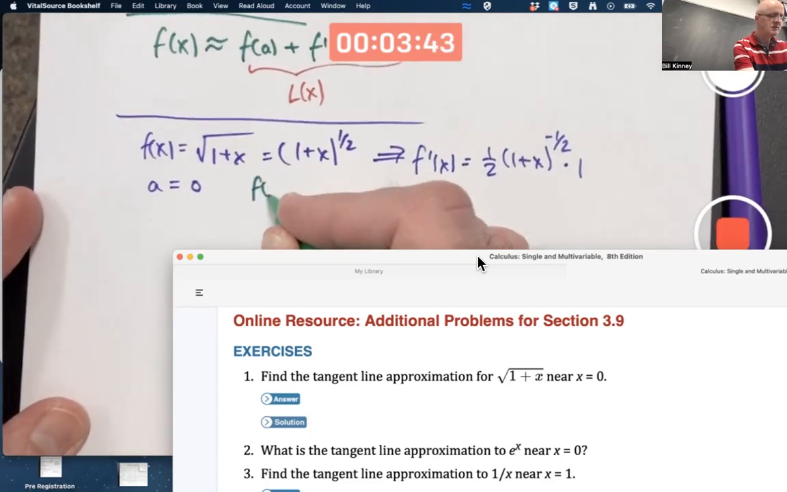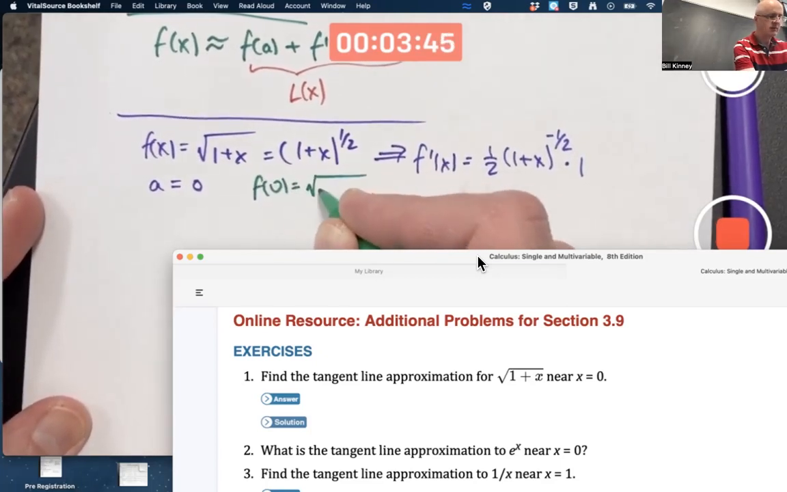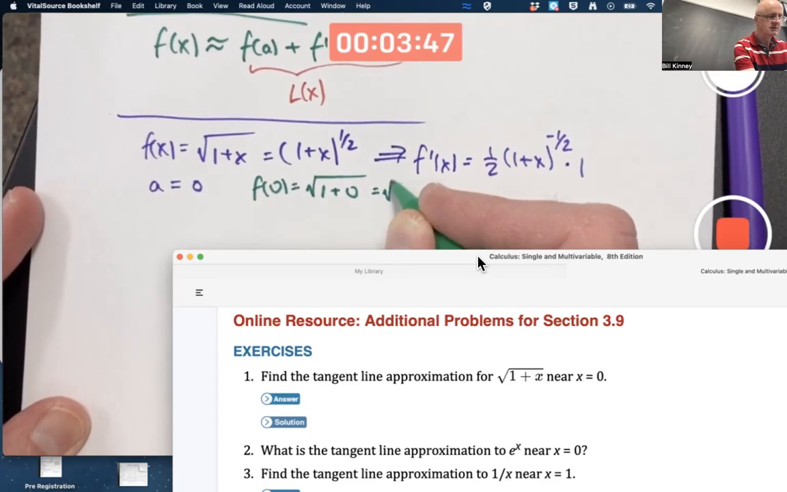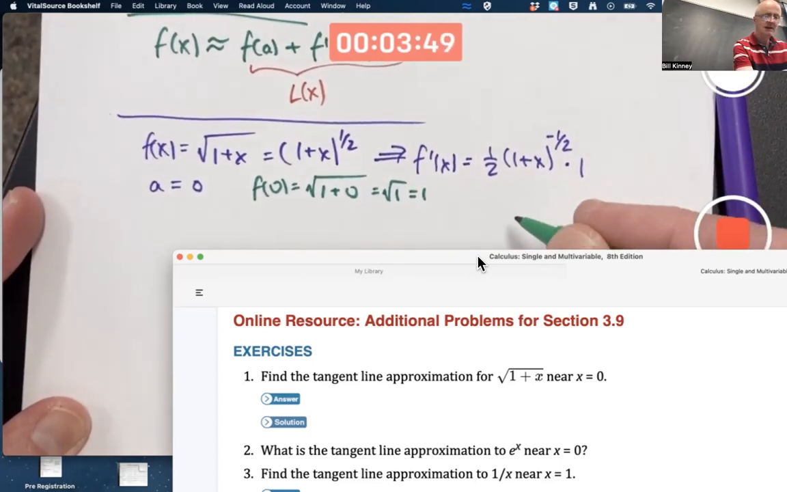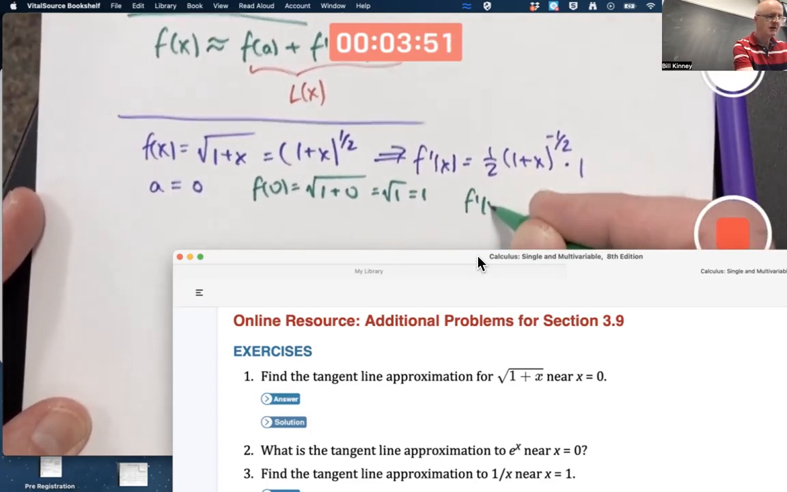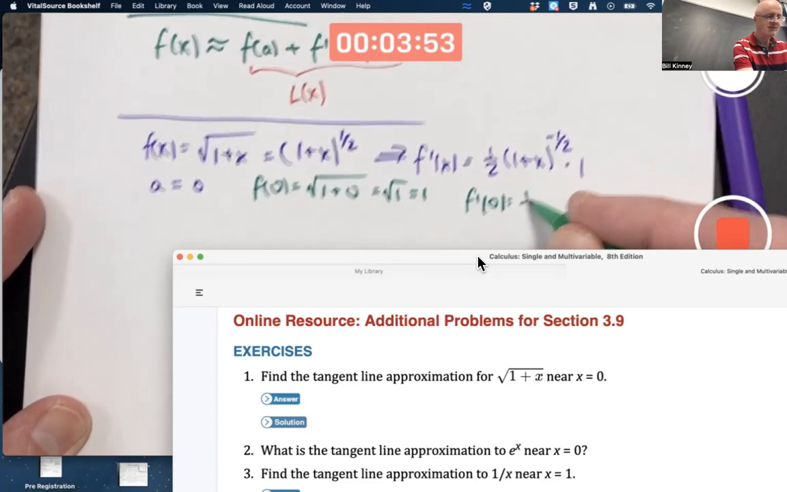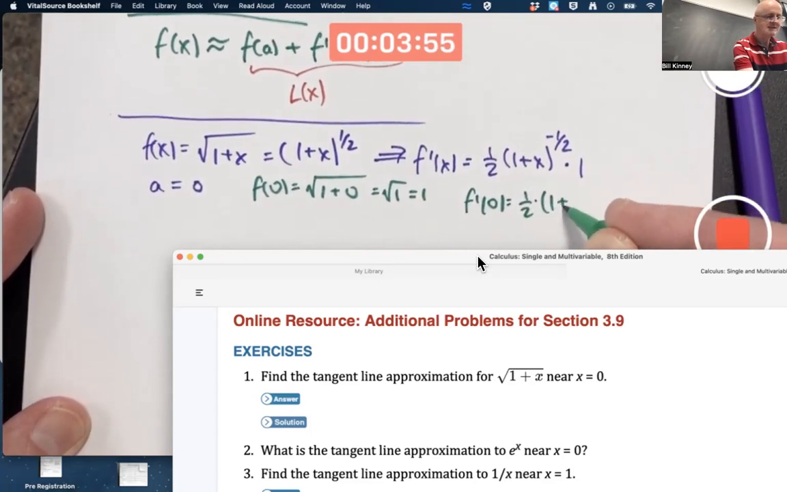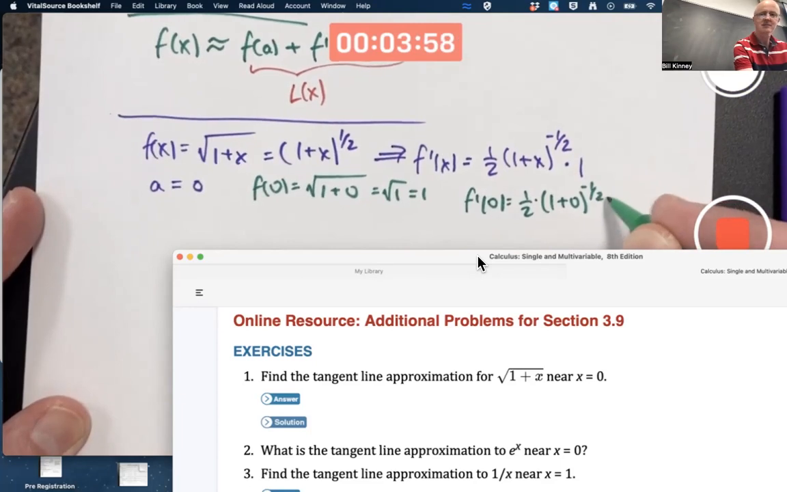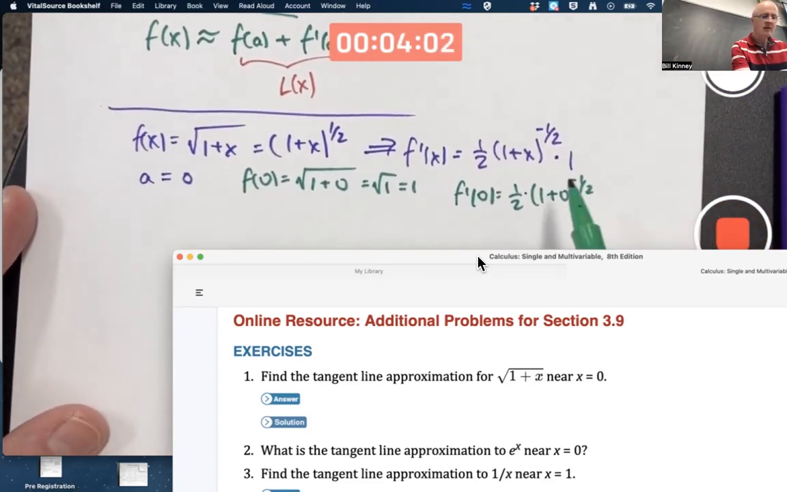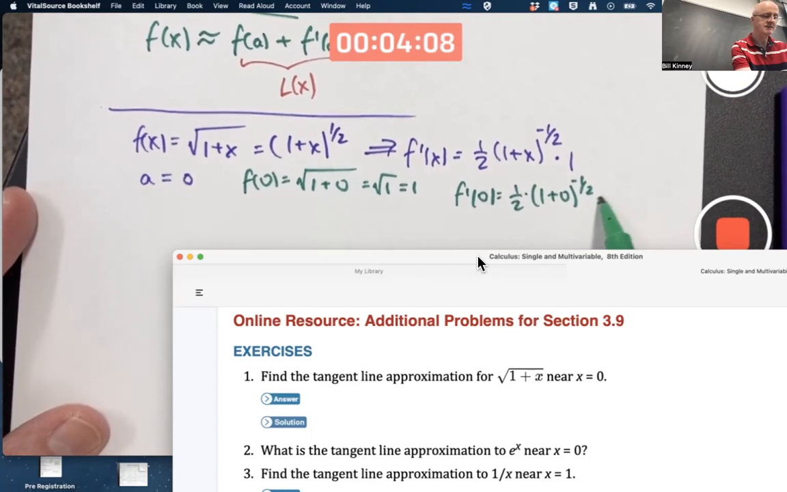What is f of 0? It's the square root of 1 plus 0, which is the square root of 1, which is 1. And what is f prime of 0? It's 1/2 times 1 plus 0 to the negative 1/2. Yes, times 1, but I'm not going to bother writing it anymore. 1 to the negative 1/2 is 1. 1/2 times 1 is 1/2. This is a 1/2.